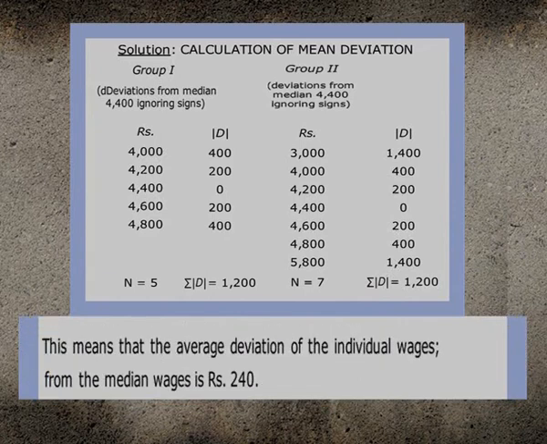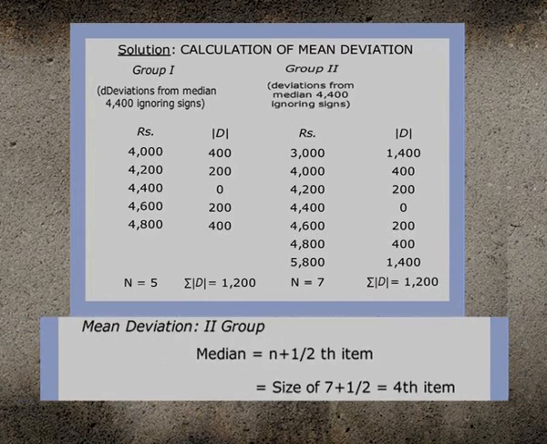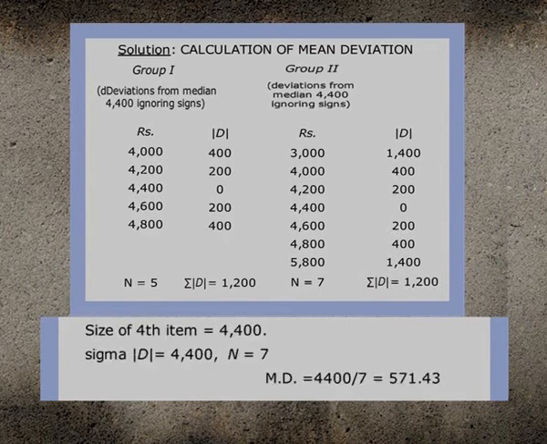So this means that the average deviation of the individual wages from the median wages is rupees 240. Now let's calculate the mean deviation in case of the second group. Median is equal to (N plus 1) by 2th item. So that is equal to size of (7 plus 1) by 2, that is equal to 4th item.